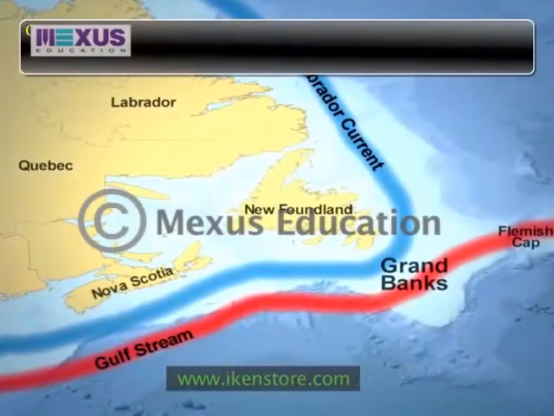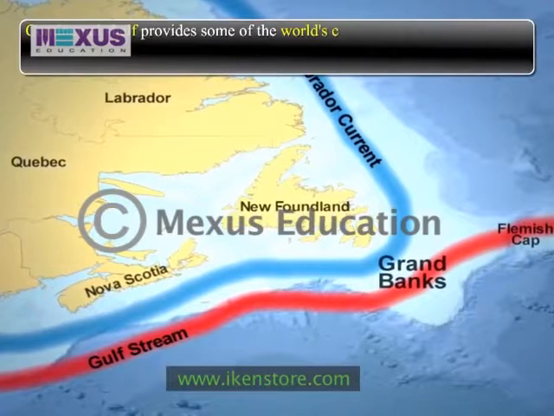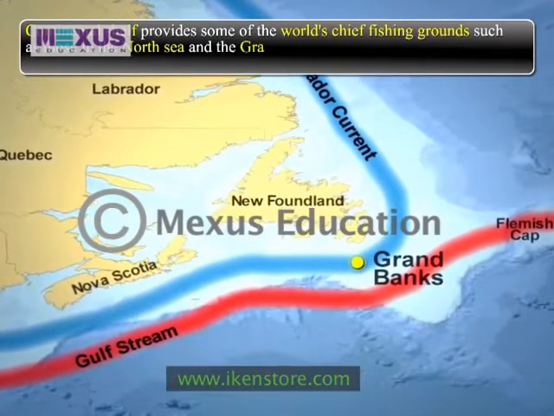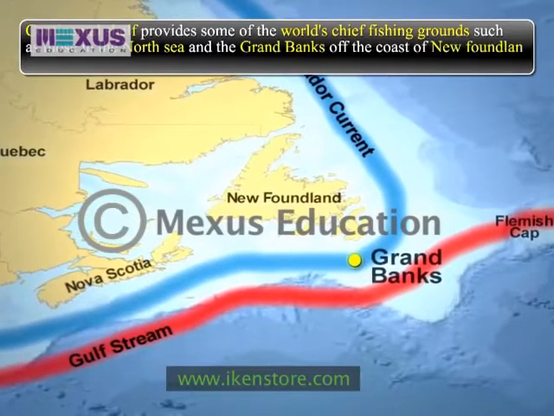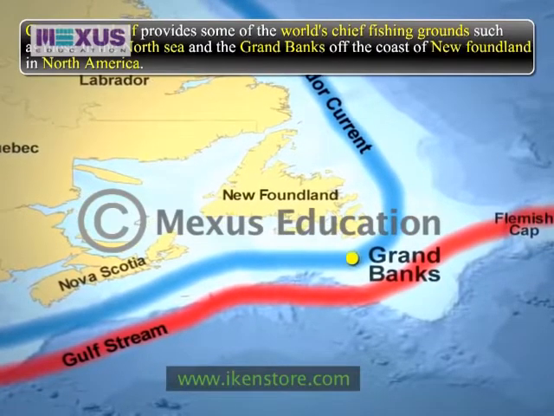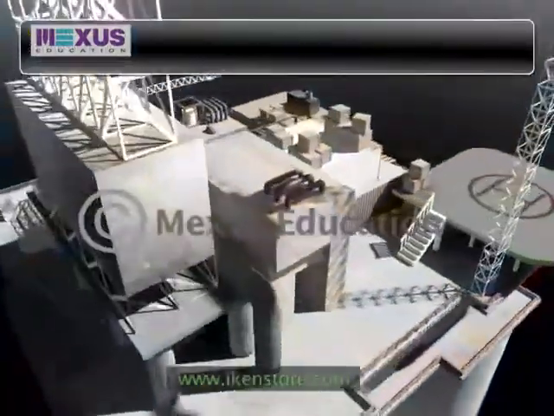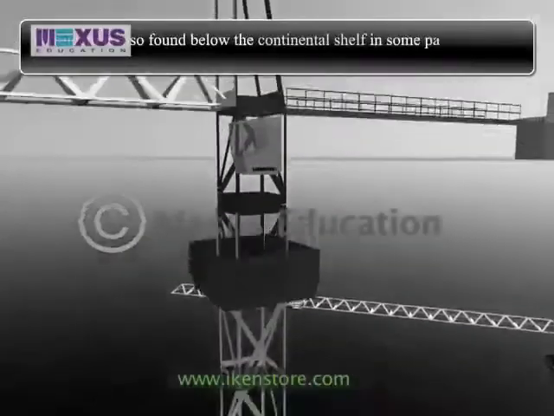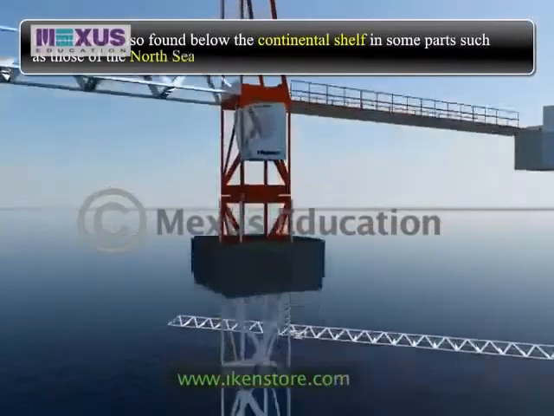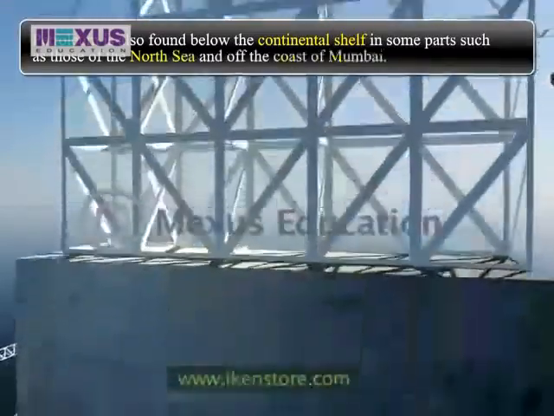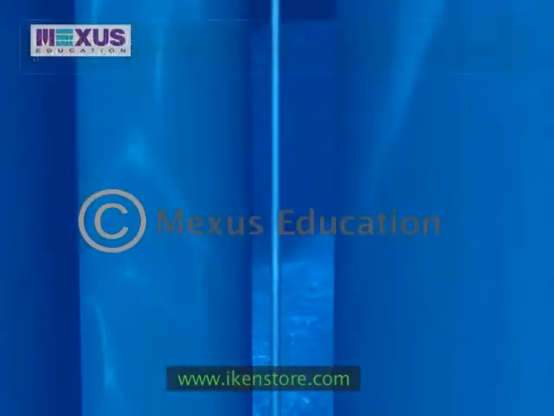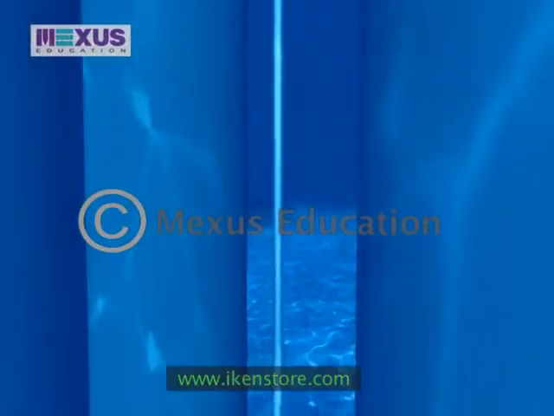Hence, the continental shelf provides some of the world's chief fishing grounds, such as those in the North Sea and the Grand Banks off the coast of Newfoundland. Petroleum is also found below the continental shelf in some parts, such as those of the North Sea and off the coast of Mumbai, that is, Bombay High. Offshore rigs pump petroleum from wells drilled into the continental shelf.